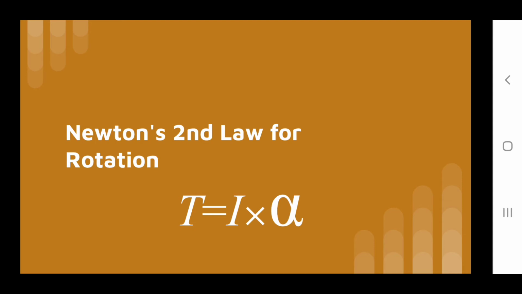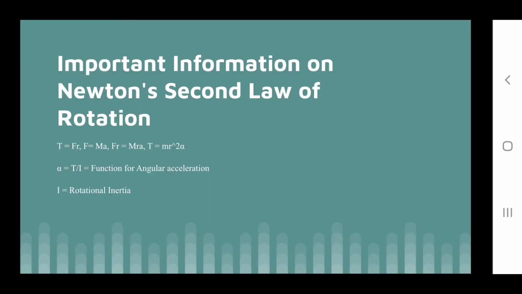Now for the second topic of this video, Newton's second law for rotation, known as angular acceleration and inertia. The equation you want to keep in mind is torque is equal to the inertia times angular acceleration, and you also want to notice that inertia is mass times radius squared. Here's some important information that you'll need to know for Newton's second law of rotation. Angular acceleration is torque divided by inertia, with inertia being I.